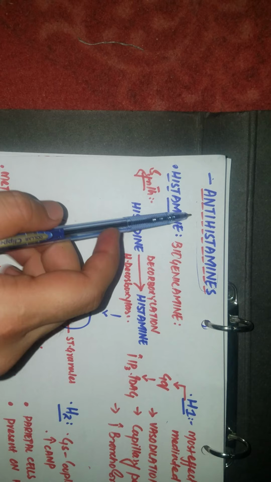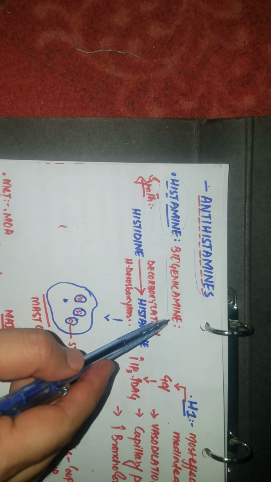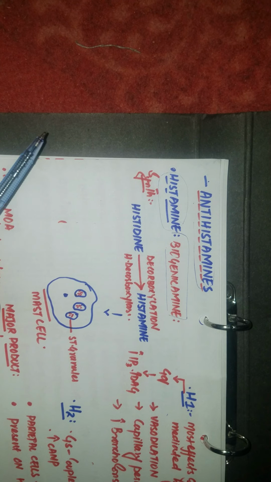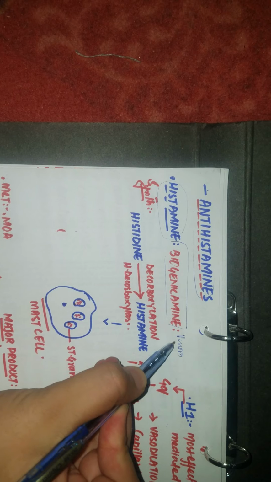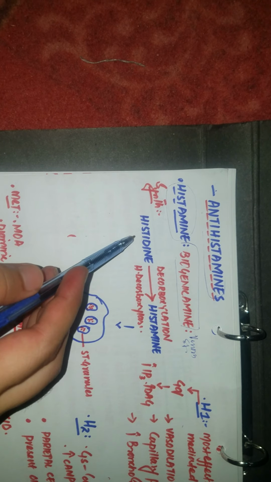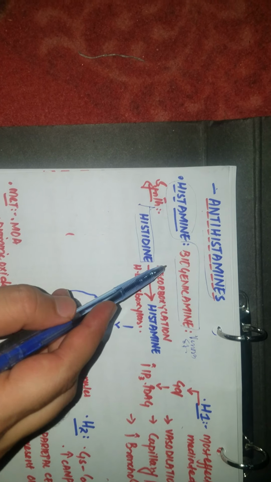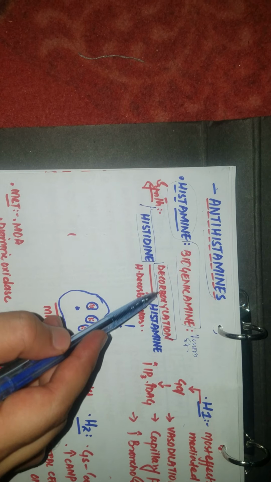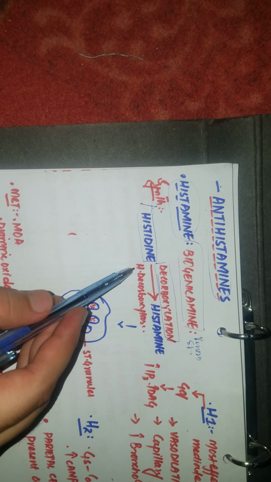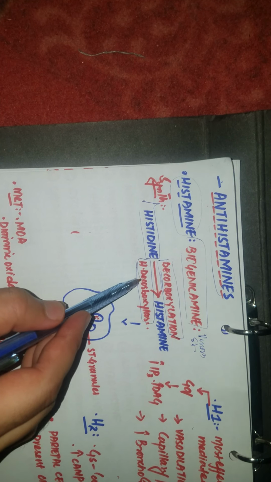Before going to the discussion of the antihistamines, first we should know about histamine. Histamine is a biogenic amine which is present in many animals and plants and also in the venom and stinging organisms. In human beings, it is synthesized from an amino acid known as histidine by the process of decarboxylation to form histamine. This decarboxylation reaction is performed by the enzyme known as histidine decarboxylase.